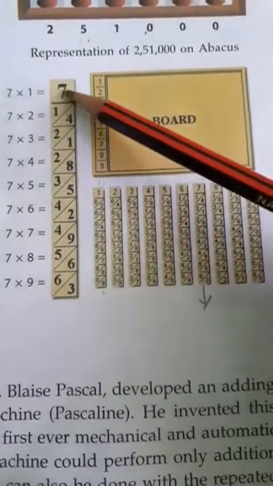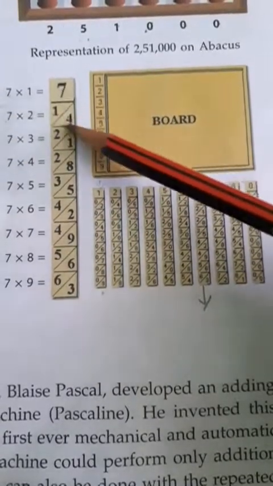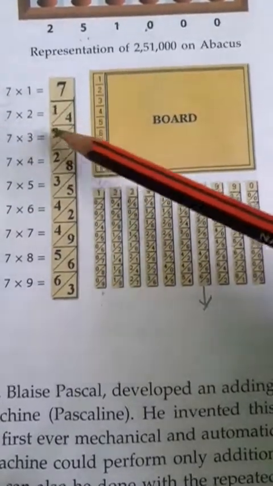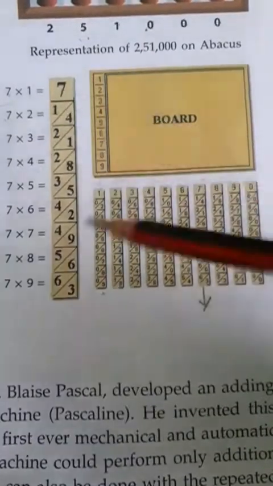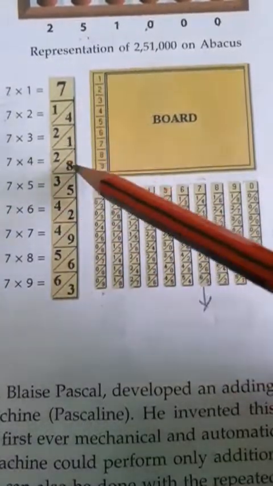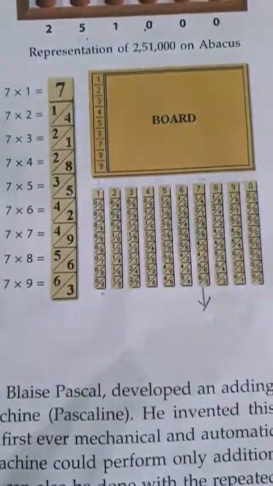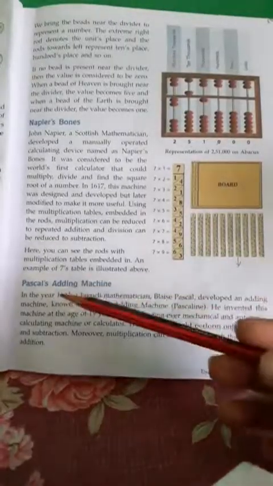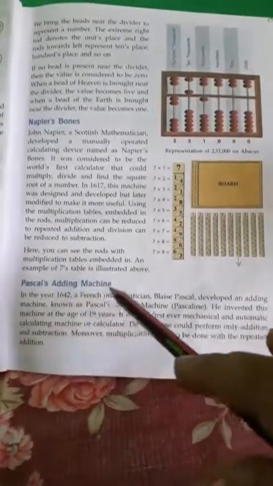An example of 7's table is shown here. 7 1s are 7, 7 2s are 14, 7 3s are 21, and 7 4s are 28, and so on. Now, the next calculating device is Pascal's adding machine.